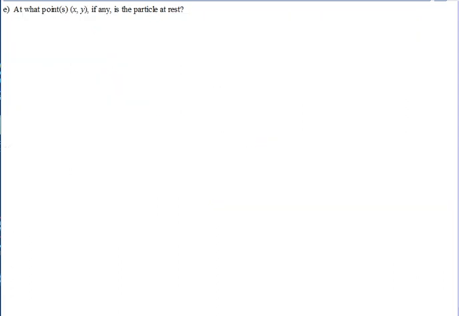And finally, one more question. It says at what point or points, x, y, if any, is the particle at rest? Now this phrase, at rest, I think at rest means it's not moving. And if something is not moving, does that tell you something about its position, its velocity, or its acceleration? Well, not moving means the velocity would equal 0. So if this was a normal problem, we would typically just set the velocity function equal to 0.